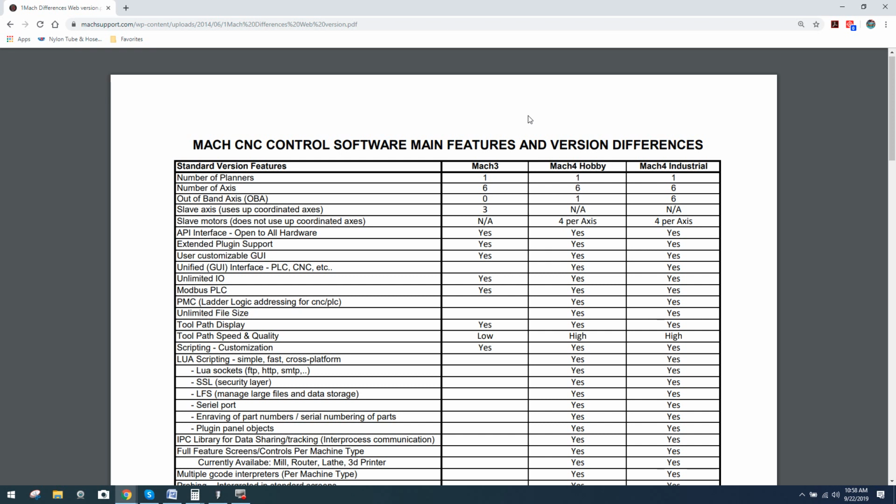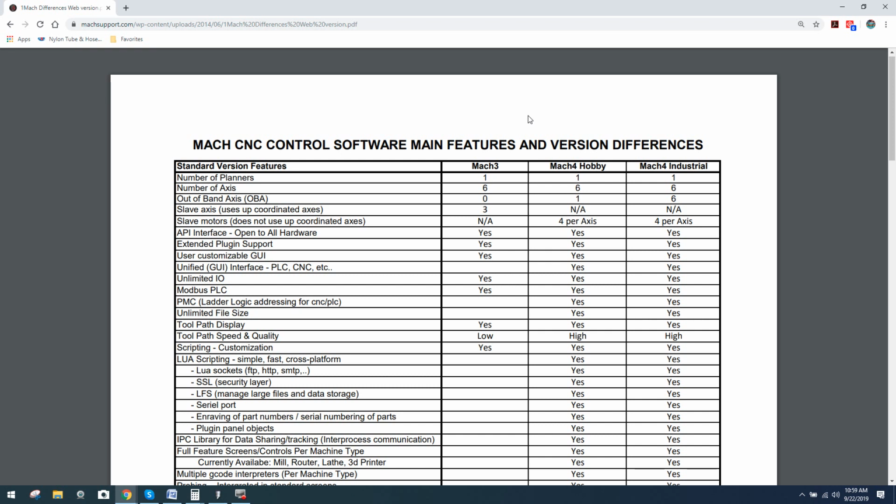Today in this video, we're going to be discussing the differences of Artsoft's Mach3, Mach4 Hobby, and Mach4 Industrial motion control software. Many of you already realize that Artsoft is the manufacturer of all three, of course. And on Artsoft's site, if you do some investigating, you can find this breakdown available that I'm presenting you here, if you go through looking for the actual features of the software.